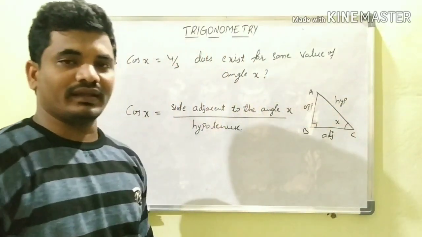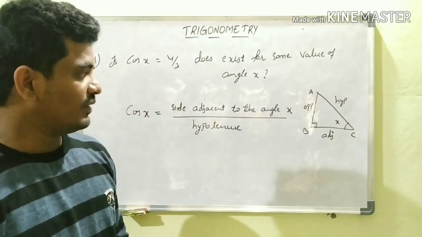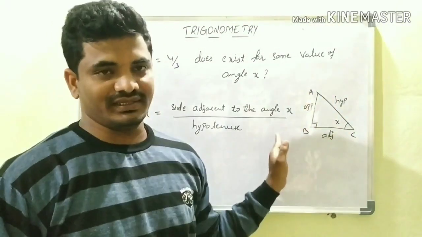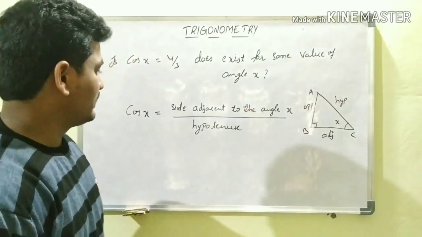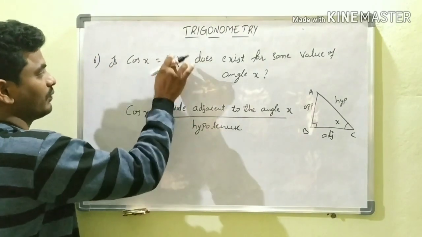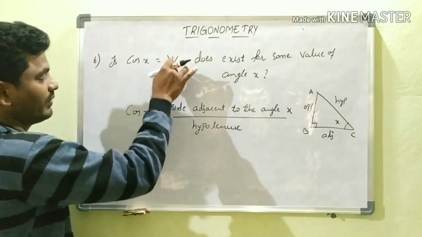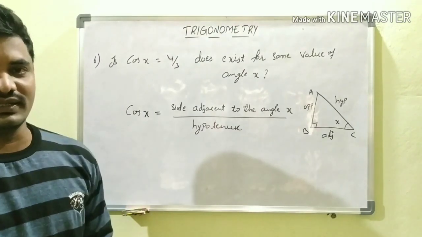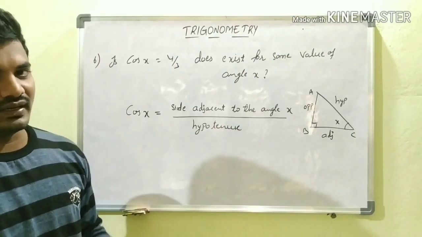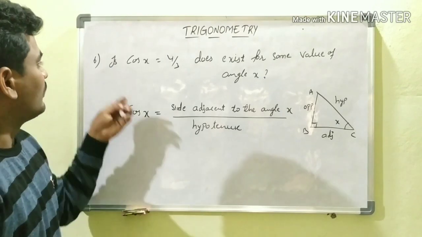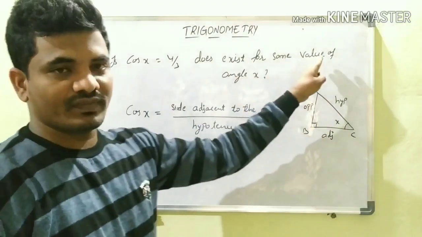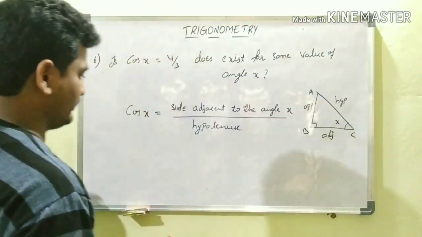In a right angle triangle, the hypotenuse is the greatest side among all these sides. But here we are taking the ratio 4 by 3. Cos is 4 by 3, so 3 is the hypotenuse and 4 is the adjacent. It is not possible in a right angle triangle. So, we cannot get cos x equals 4 by 3 for any angle x.